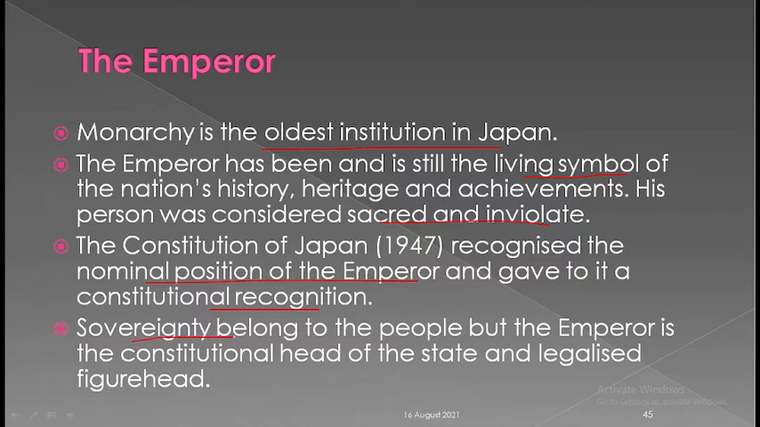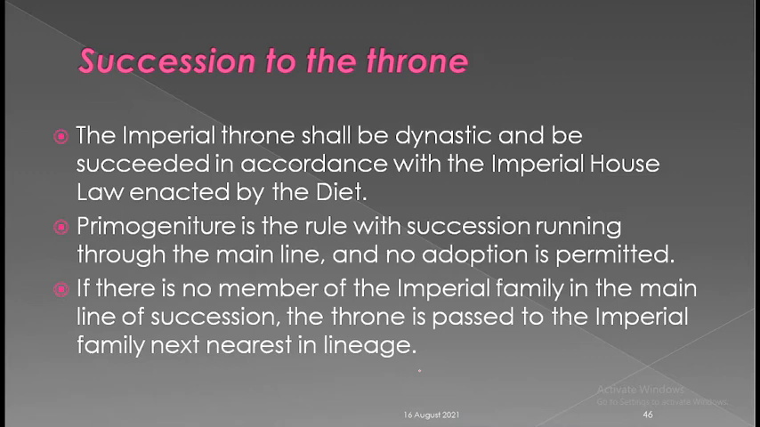Sovereignty in the previous constitution belonged to the emperor, but now it belongs to the people. And the emperor is the constitutional head of the state and a legalized figurehead. Succession to the throne. For instance, if the emperor is dead, who will succeed him? The imperial throne shall be dynastic. That means the successor should always come from the same family and succeed in accordance with the Imperial House Law enacted by the Diet.